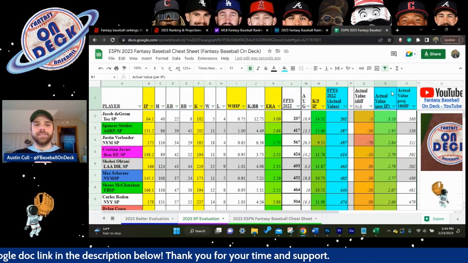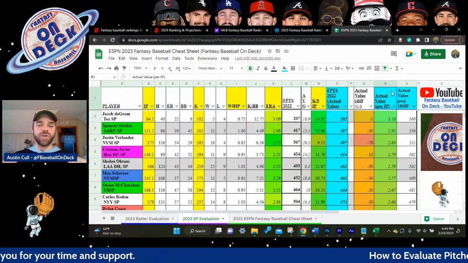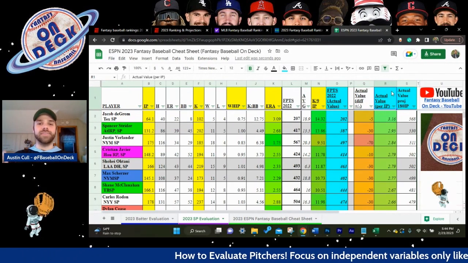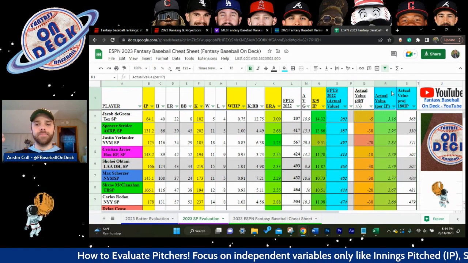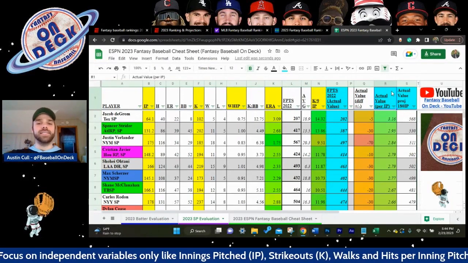But if we boil it down to their average individual production per innings pitched, then we can figure out, if this player's going to be healthy, let's assume a Spencer Strider is going to be healthy coming into this year, given that he is a super young rookie of the year candidate coming into his second year, how can we project what he is going to score over an entire season now that he's not being restricted?